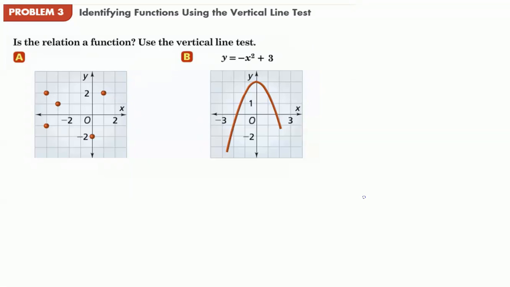Okay, for problem 3, we're going to identify functions using the vertical line test. Is the relation a function? Use the vertical line test. All right, if you don't know what a vertical line test is, you're going to draw a vertical line going straight up and down like this. Okay, you can use your pencil, you can use anything, but you want a straight line, vertical. If on the graph it touches more than one point, so if it touches a point and then somewhere down the line it touches another point, this is considered not a function.